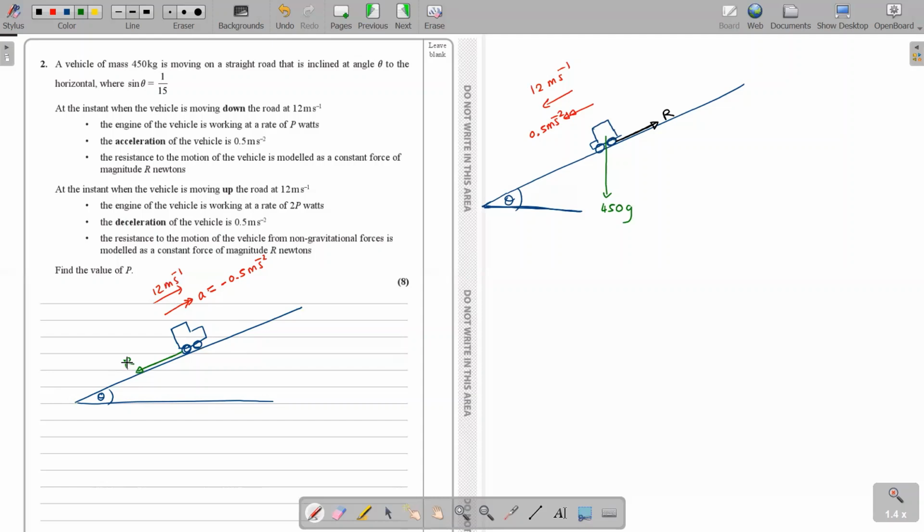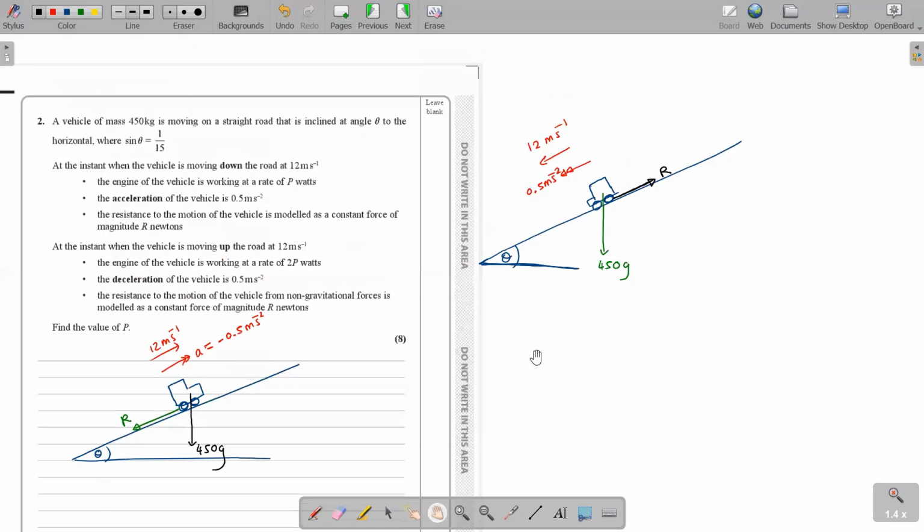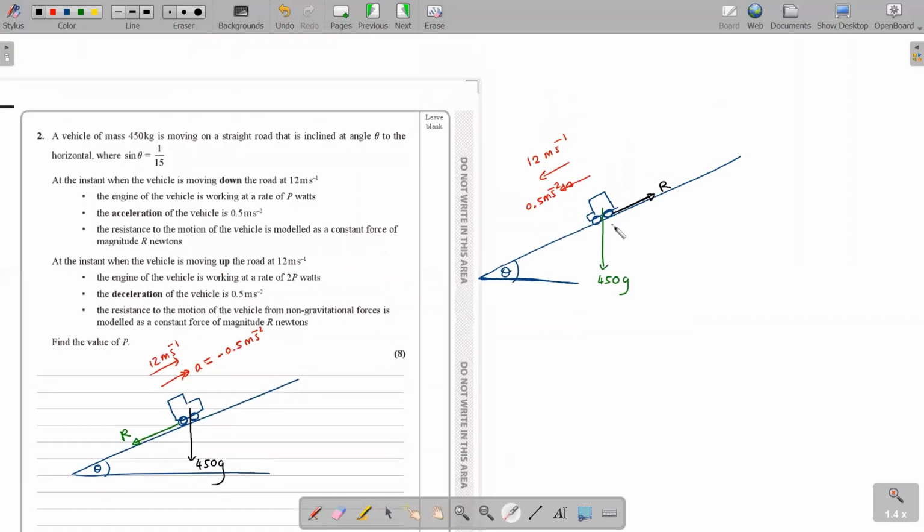Resistive forces, they are asking you to find the value of P. So here also I have the weight. The weight is 450 G. Okay, so first let's work with the first case. In the first case, at the instant when the vehicle is moving down, let's consider the case where the vehicle is moving down.